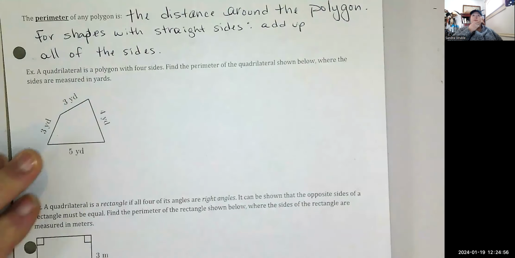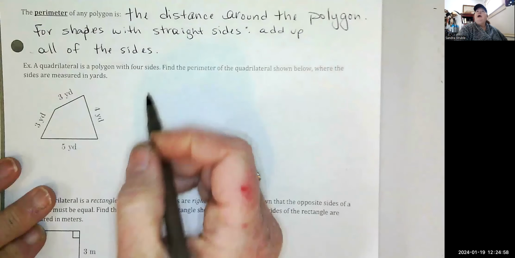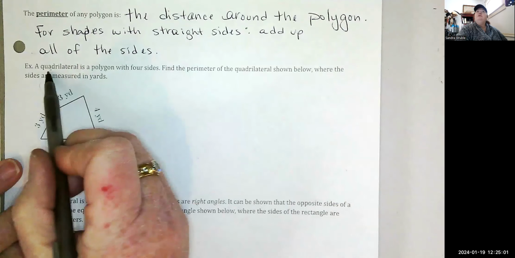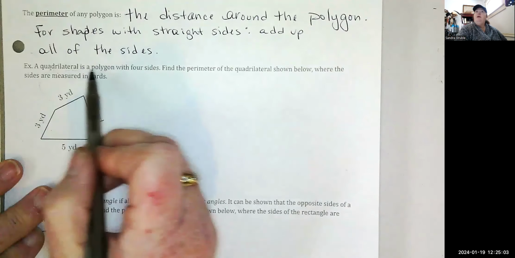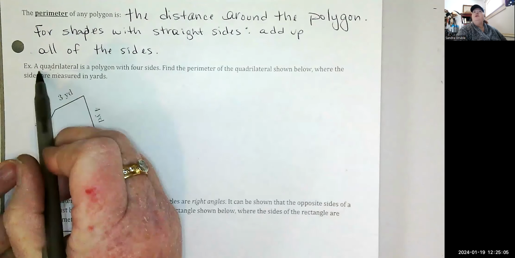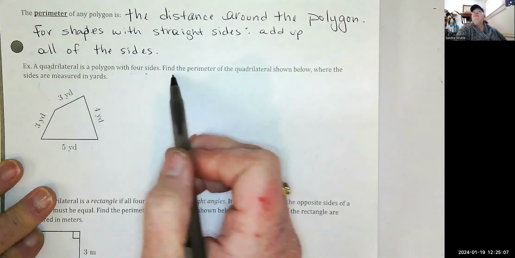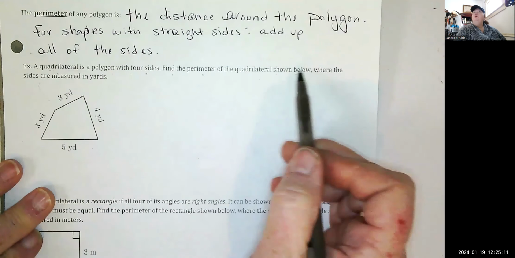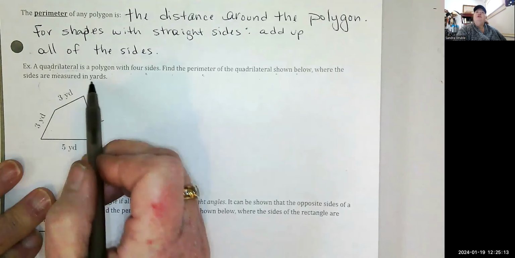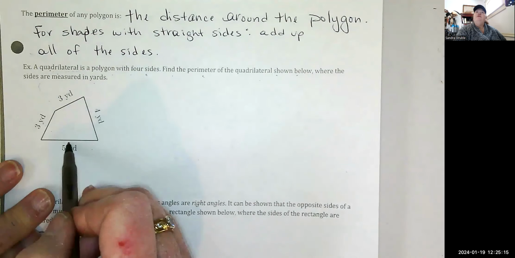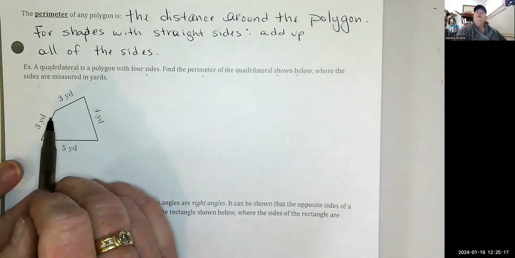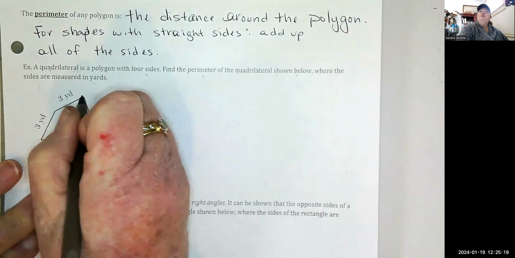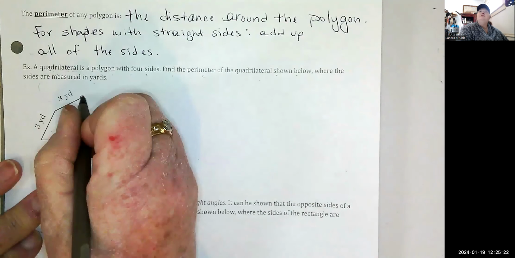To find the perimeter, okay? A quadrilateral means it's four sides, a four-sided polygon. Find the perimeter of the quadrilateral shown below, where the sides are measured in yards. Okay, so all four sides have measurements. I'm just going to start from here and go all the way around to that point.